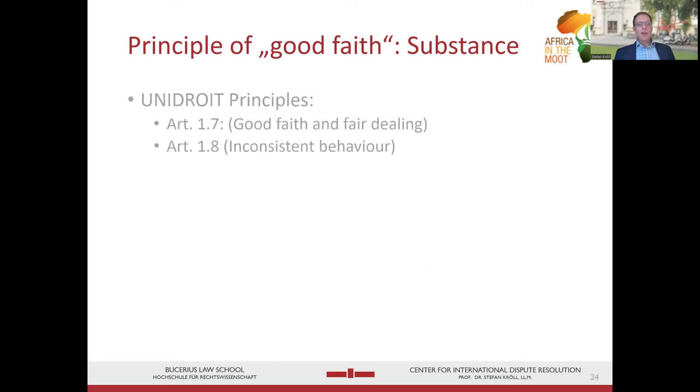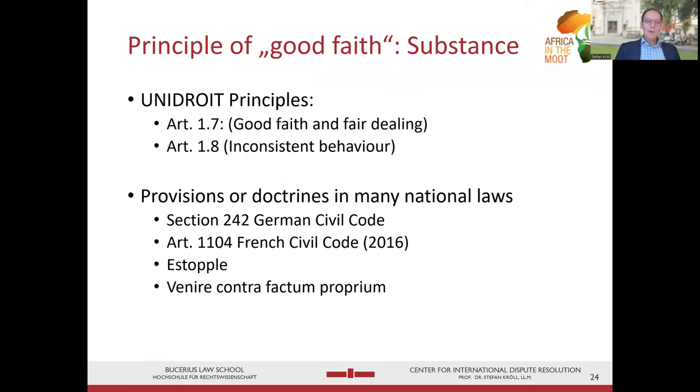And again, when you look at the UNIDROIT principles, you have a basic principle of good faith and fair dealing, and then a principle which comes close to what is relevant in this case here, Article 1.8, inconsistent behavior is prohibited. And last but not least, you have good faith provisions in many national laws, such as section 242 of the German Civil Code, which is a very short provision of three lines. But when you look at the literature, at the commentaries, you have commentaries of close to 1,000 pages just on these three lines, on what follows from that.